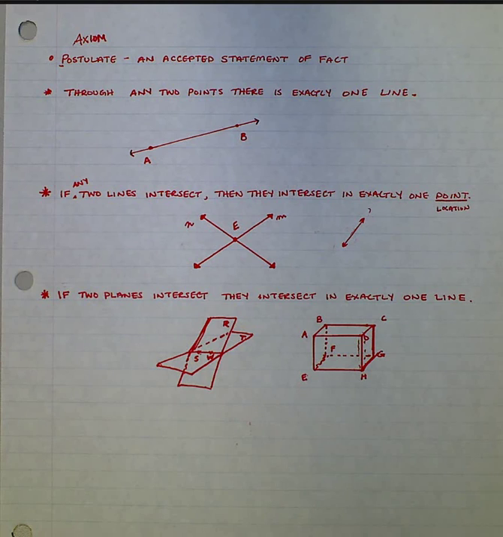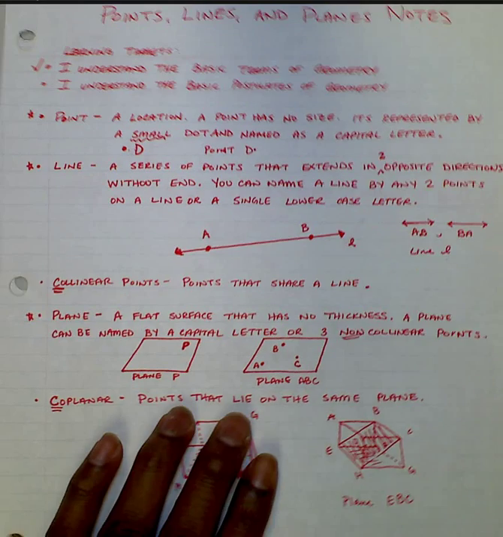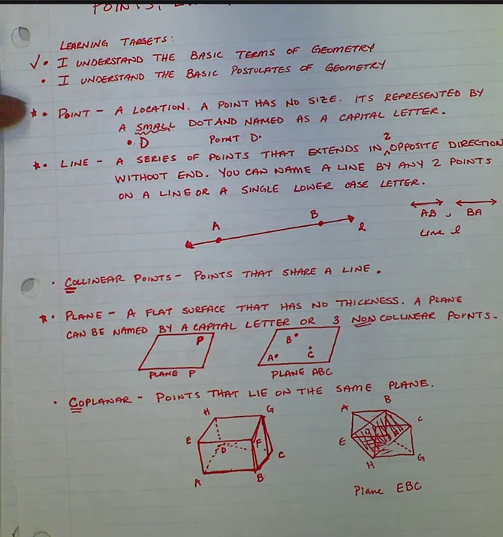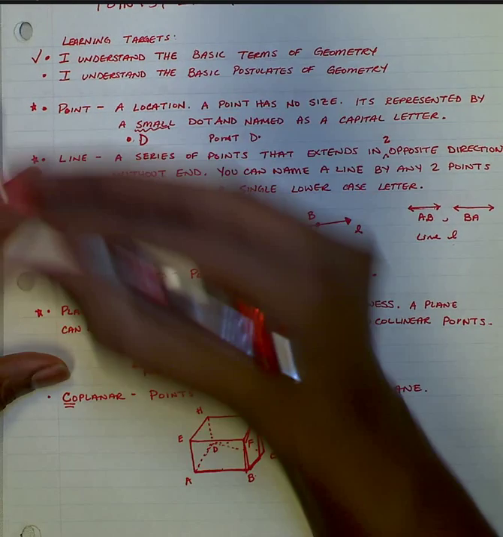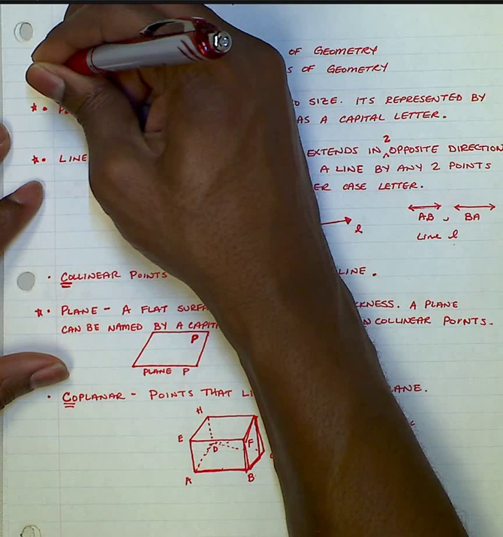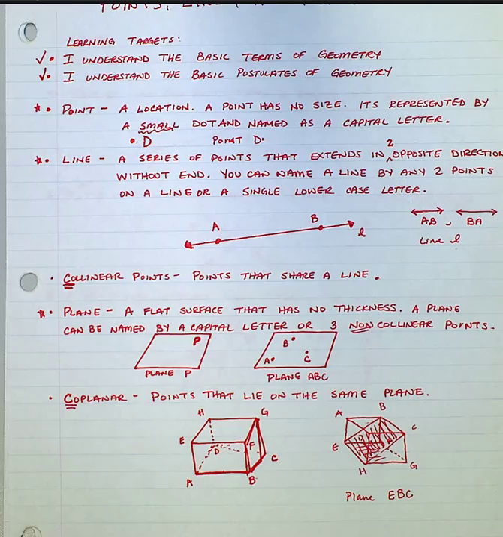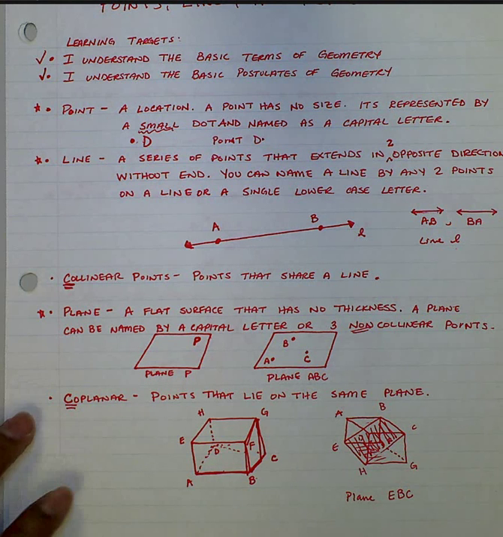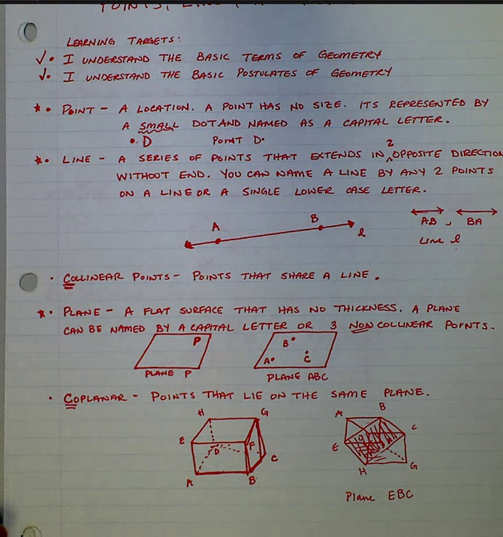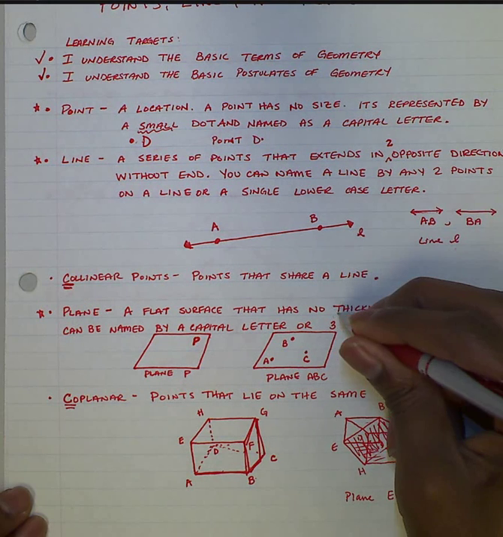So again, what we learned in this first section, we learned the basic terms: points, lines, planes. Okay? And then we learned the basic postulates. If there are any 2 points, there is exactly one line. Any 2 lines that intersect do so in 1 point. And when any 2 planes intersect, they intersect in a line. Okay. All right. And that's it.